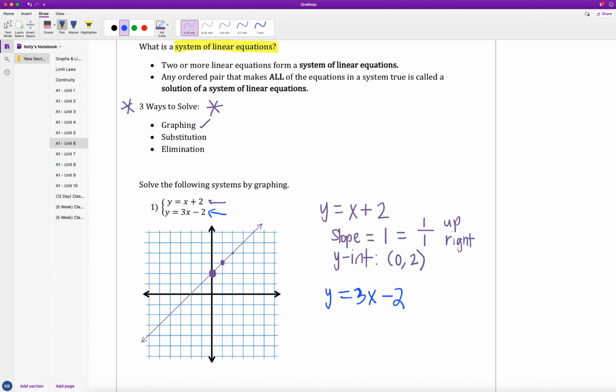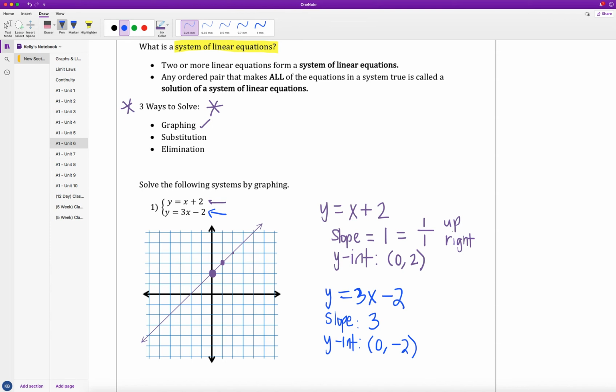For our second line, we're going to need our slope and our y-intercept as well. Why don't you pause the video and list the slope and the y-intercept for the equation y equals 3x minus 2. Our slope for our second equation is 3. Our y-intercept is going to be (0, -2).